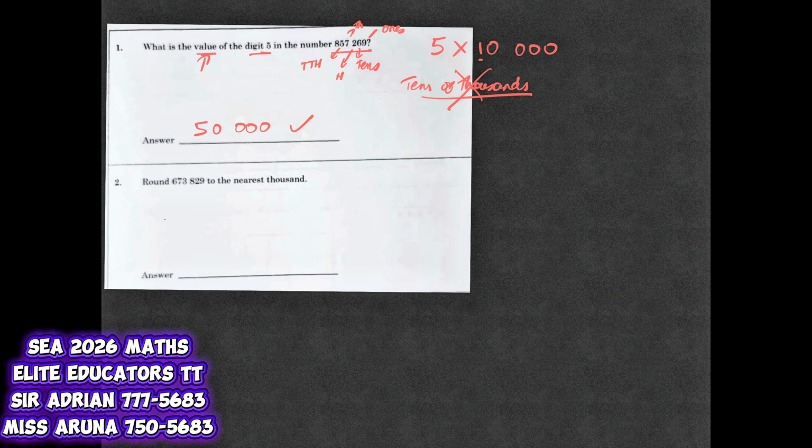Let's quickly go on to question number 2. Round 673,829 to the nearest thousand. Another place value based question in which we need to know what the thousand section is in order for us to round it off. So again, break out our place value tables. The 9 would be ones, 2 would be tens, 8 would be hundreds, 3 would be in the thousands.